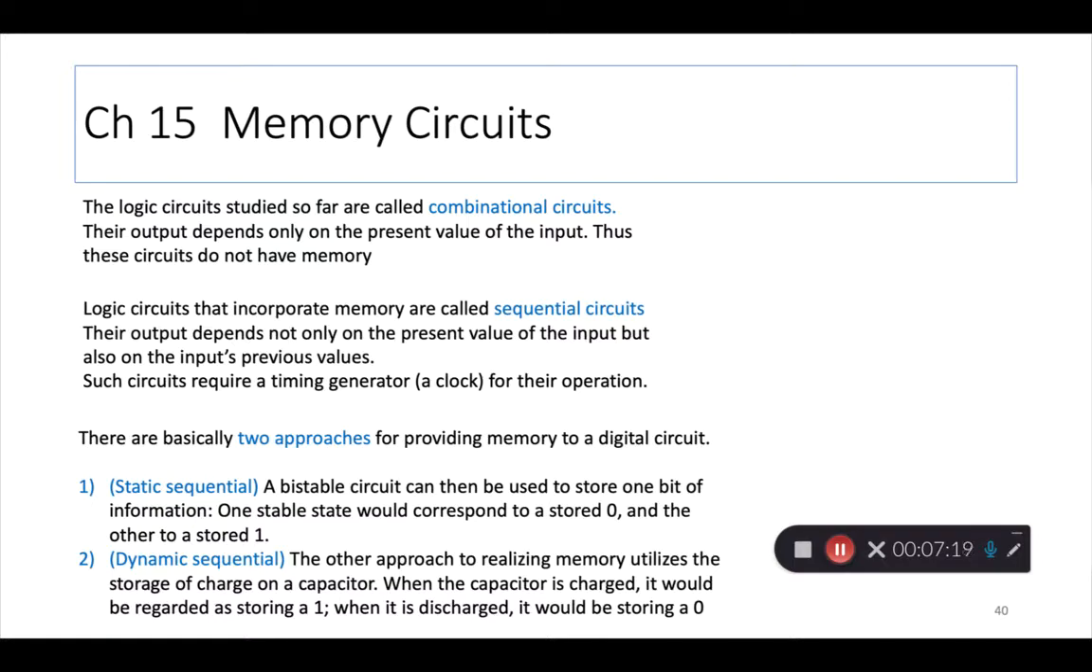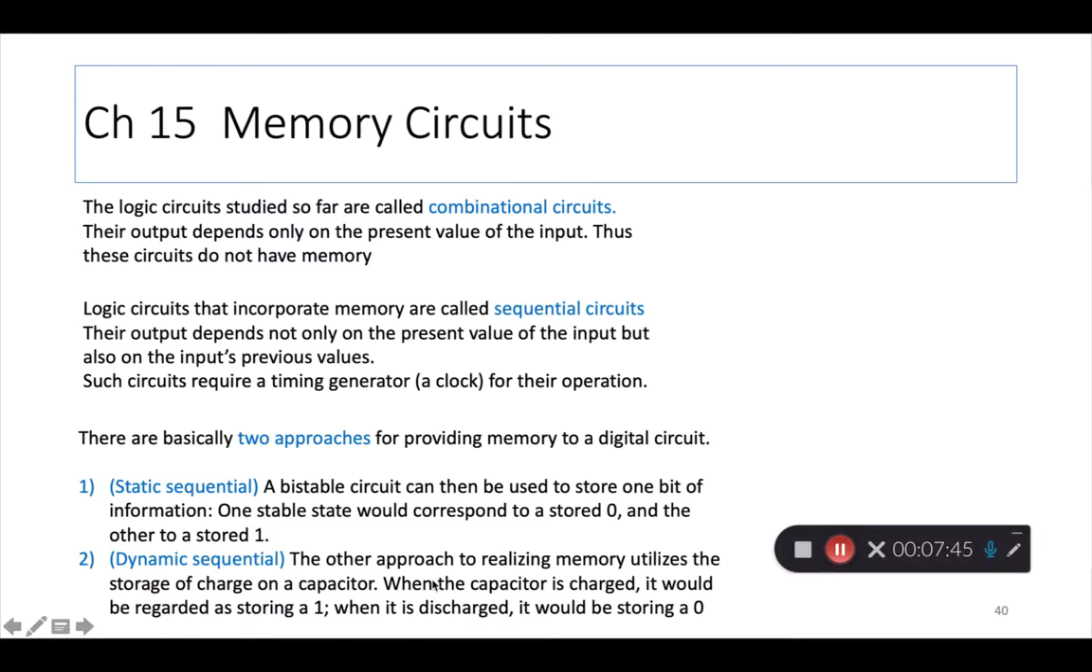And if there is no charge or its charge falls below a certain low limit, then we can say it's a 0. So that's another way to store zeros and ones into a circuit and call it a memory circuit. So static sequential and dynamic sequential are the two methods.